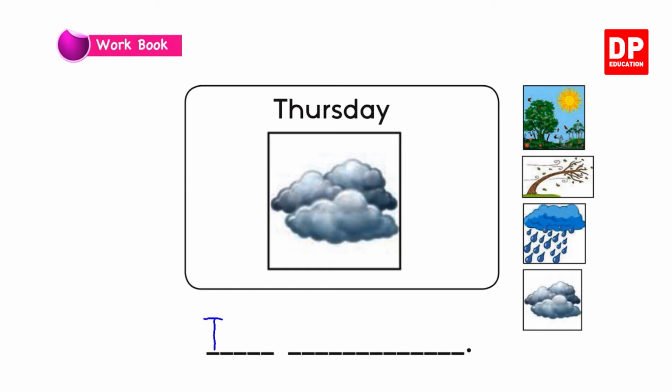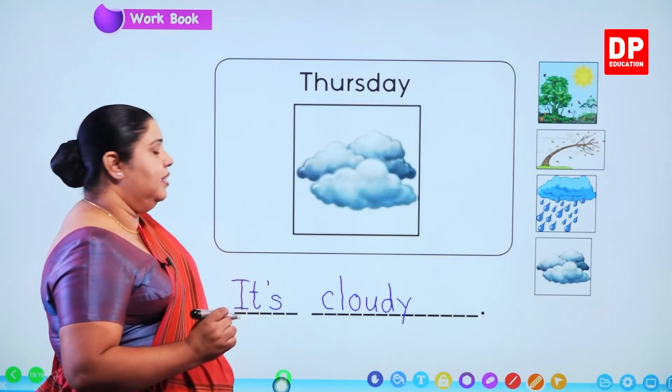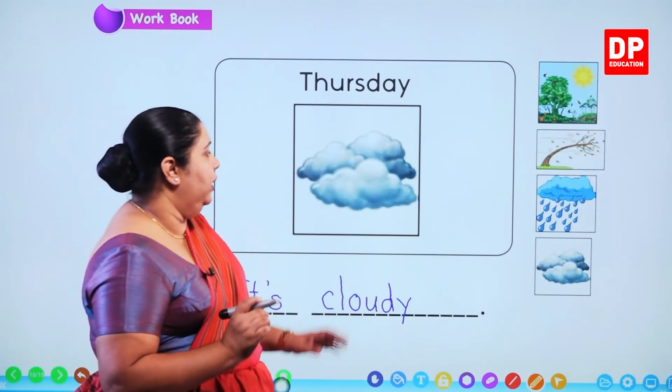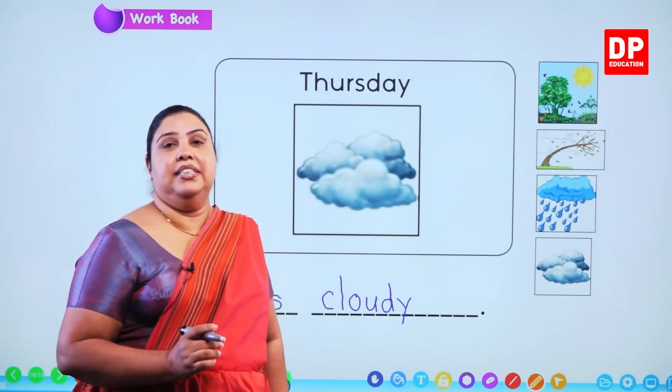Capital I-T-S. It's cloudy. How do we write cloudy? C-L-O-U-D-Y. Cloudy. It's cloudy.